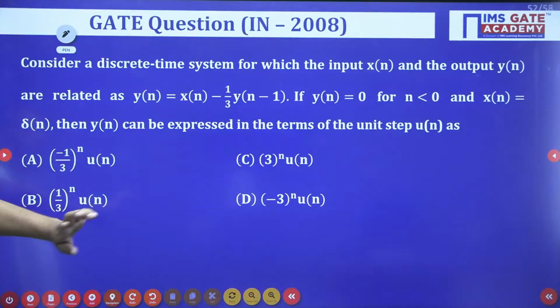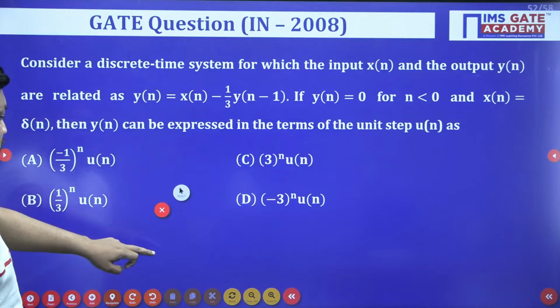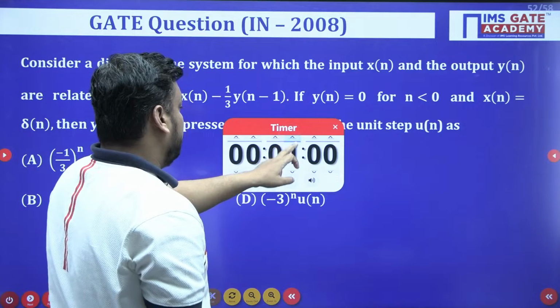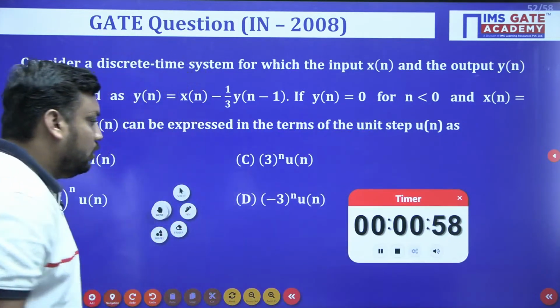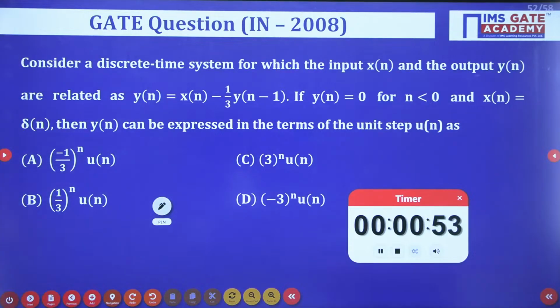Yes. Let's go. Compared to the last one, this is an easy question actually. I will give you 1 minute, guys. Try to attempt this question in 1 minute. If I compare this question with the last question, it is actually an easy question, guys.